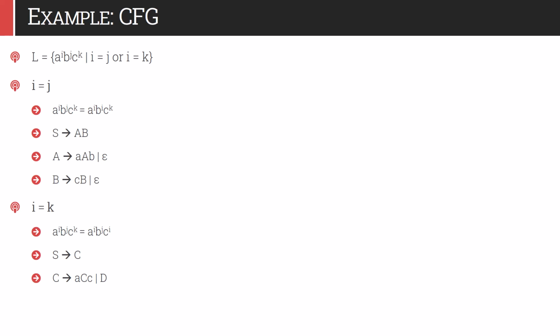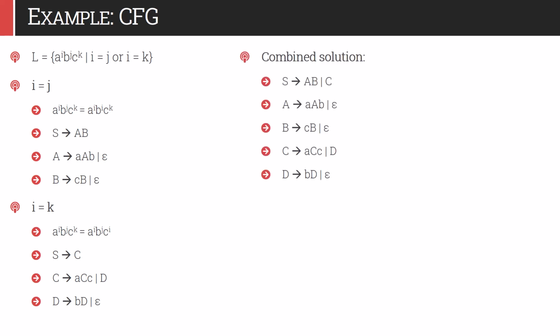So for that we will replace capital C by D, and using D we will start producing the number of b's. So that is, capital D gives small b capital D or epsilon, which will ensure that we can generate any number of b's. And finally, we'll combine the solution. Okay, so S gives either AB or CD, and we already have productions of AB and CD on the left hand side. So we'll just copy them.